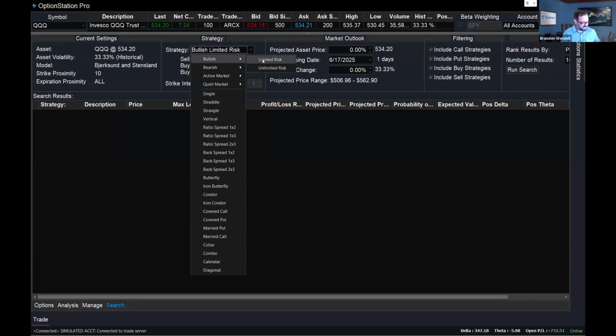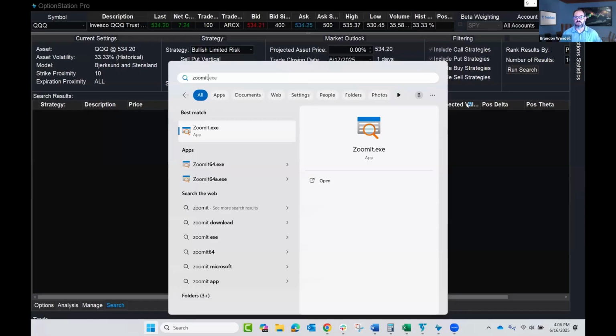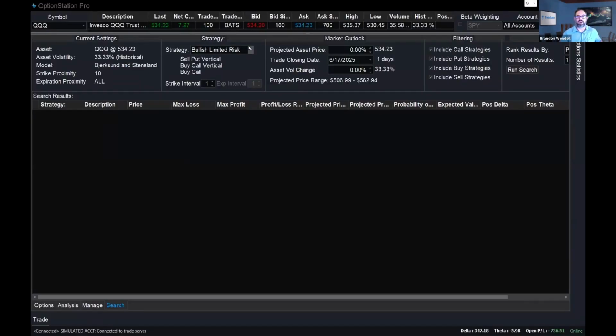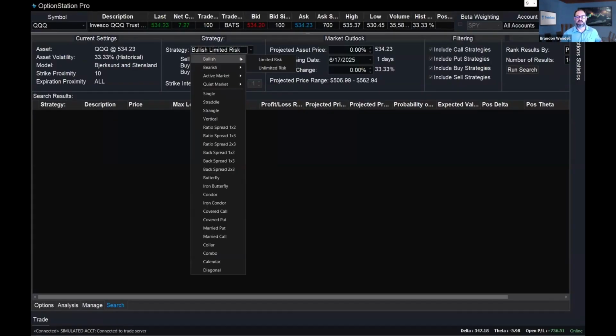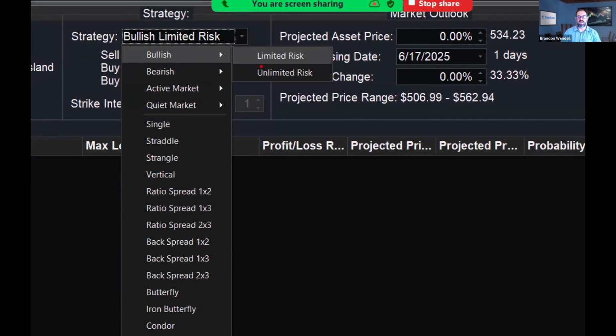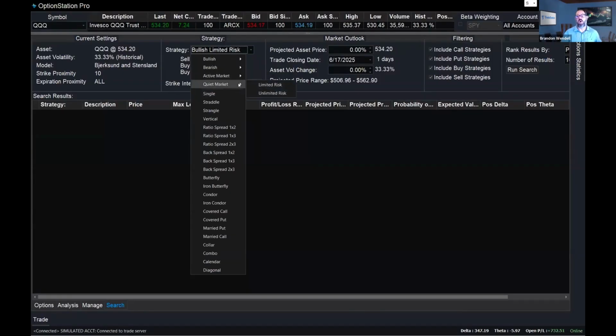Actually, let me see. Before I go any further, get an extra teaching tool open for us. Let's see, did I do this? There it is. Perfect. So again, if I go in, I have choices here. So I can go bullish with limited risk or bullish unlimited risk. Bearish, same thing. Active market, should have gone back here first. And there's limited risk for that. And quiet market, limited and unlimited risk.